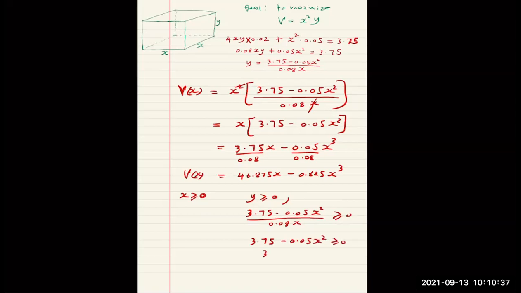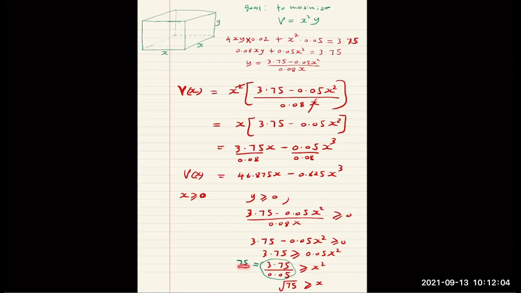If you move your negative terms to the other side, you get 3.75 should be greater than or equal to 0.05 times x squared. That will give you x squared should be less than or equal to 3.75 divided by 0.05. Of course, if you calculate this quantity, which is 75, x squared has to be less than or equal to 75.